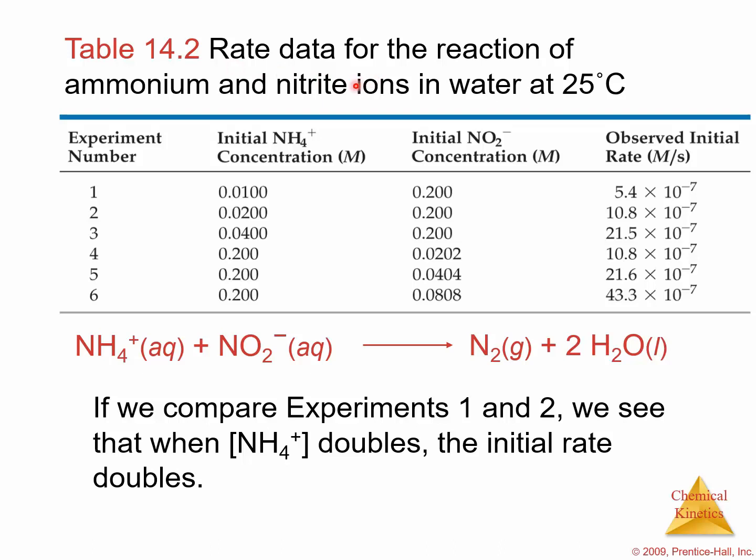This table shows the rate data for the reaction of ammonium and nitrite ions in water at 25 degrees. We have 6 experiments. This is the initial rate, different concentrations of NH4 plus and also of NO2 minus, and the observed initial rate for each one. Now, if we compare experiments 1 and 2, we fix the concentration of NO2 minus, and doubling the concentration of NH4 plus doubles the rate. You see, it doubles the rate.